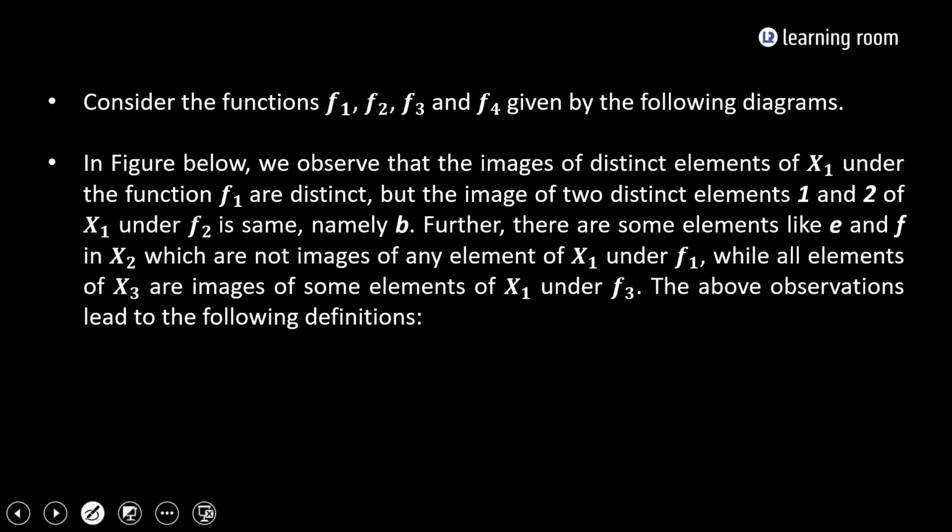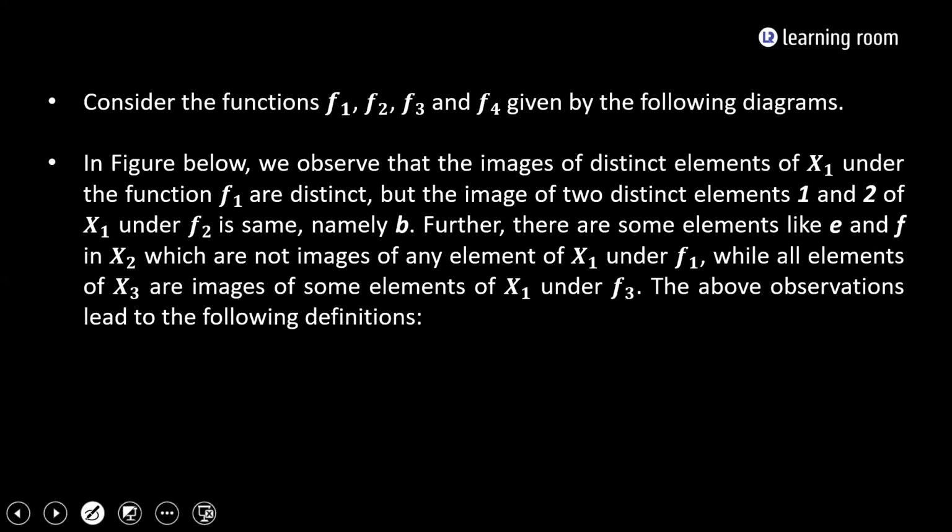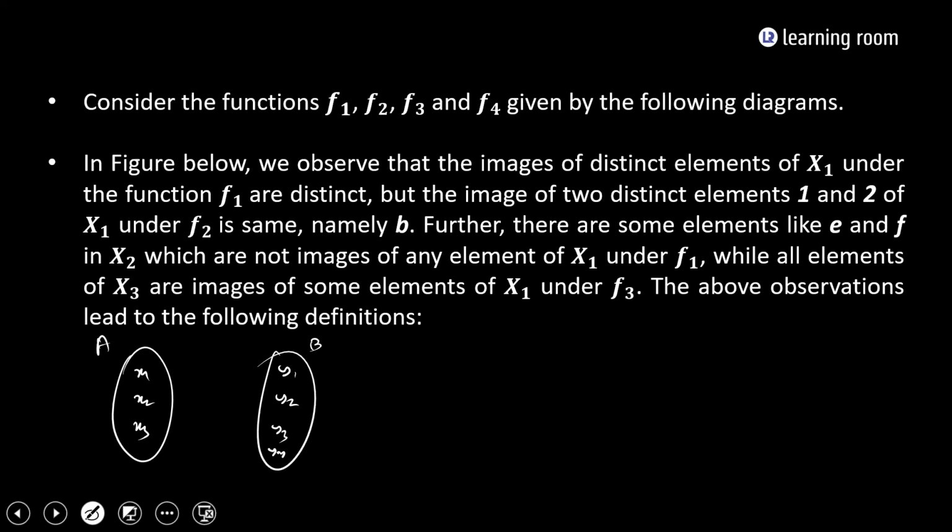Now I'm going to give you different scenarios, and you're going to answer. Sets A and B, with X1, X2, X3 and Y1, Y2, Y3, Y4. X1 is mapped to Y1, X1 is mapped to Y2, X2 is mapped to Y2, and X3 is mapped to Y2. Is this a function? No, sir. Why? X1 has 2 images. X1 should be associated only with one element.